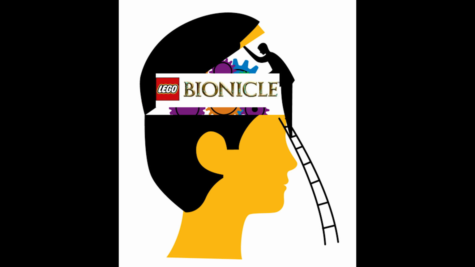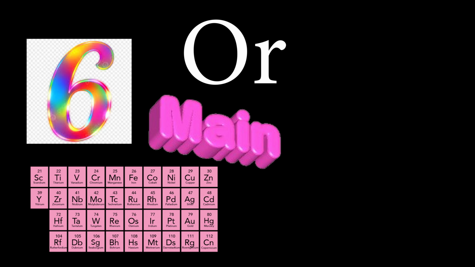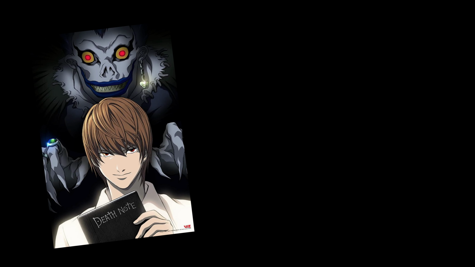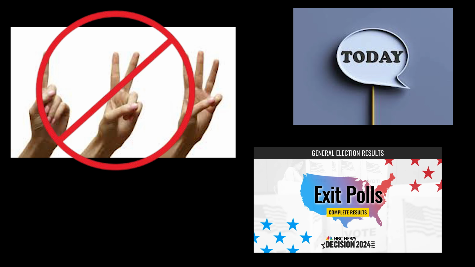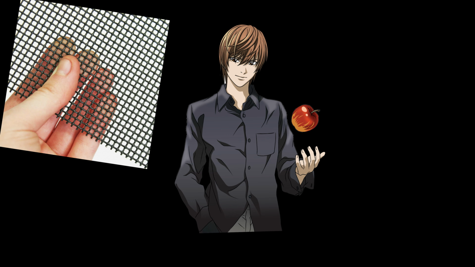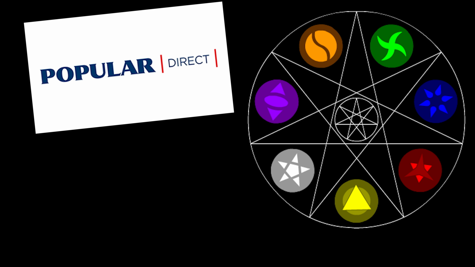Within Bionicle, there are technically 16 elements, but really 14 main elements, or 6 main elements and 12 secondary elements, and then there's light and shadow, which are their own funky little thing, and we're not counting them for today's polls, because shadow is an artificial element, and light doesn't mesh well with the way that I decided to research this. And that begs the question, how does one research what the most popular element is?